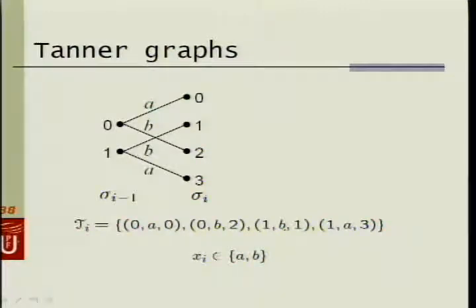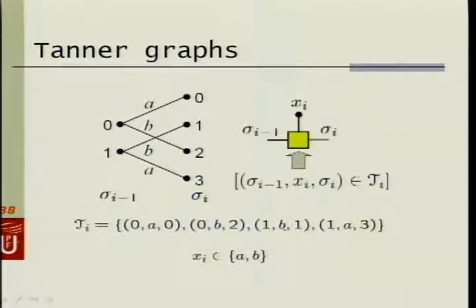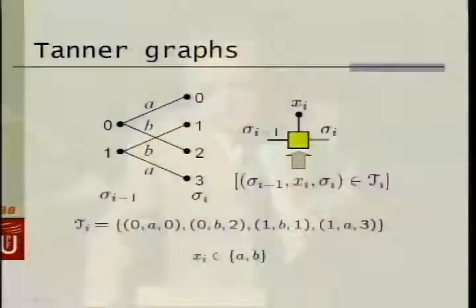Okay, so from this it's easy to derive the Iverson function representing the section of the trellis. So we say that the section of the trellis is represented by a functional block, simply an Iverson function saying that the transition from state I-1 to state I driven by symbol x sub I is an element of the set T sub I. So this is a functional block that represents a section of the trellis. Very general, so any trellis can be represented in this way.